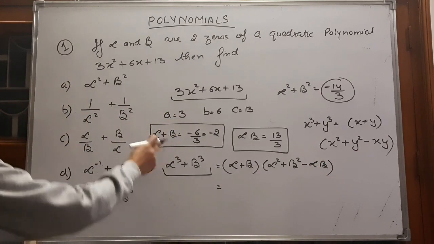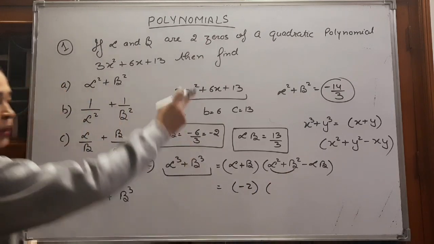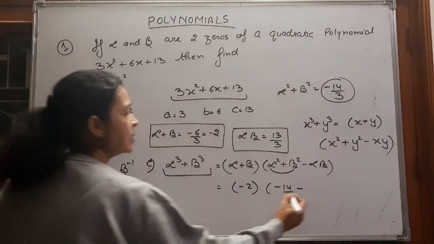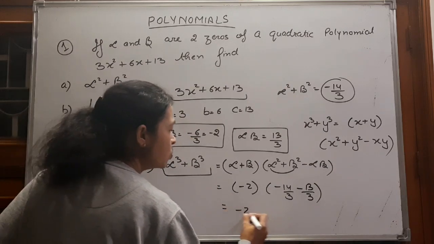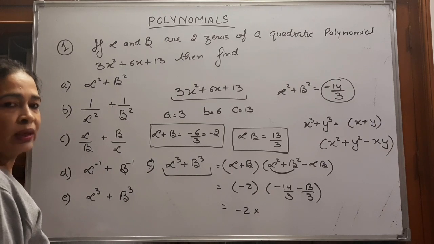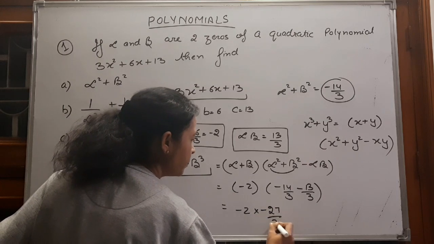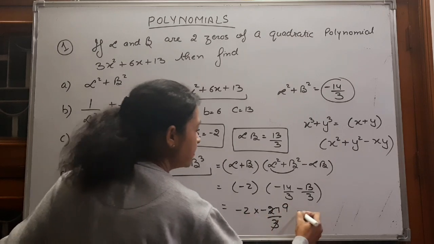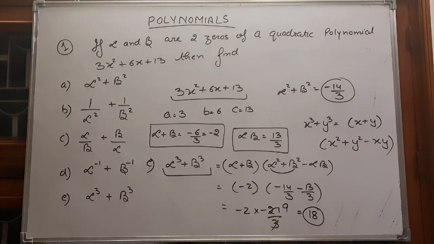What is the value of alpha plus beta? Minus 2. What is alpha square plus beta square? Minus 14 by 3. Minus alpha beta is 13 by 3. We have minus 2 into minus 14 by 3 minus 13 by 3. 3 is the LCM. Minus 14 and minus 13 gives minus 27 by 3. 3 nines are 27, and minus and minus make plus. 9 twos are 18, the answer of part 5.